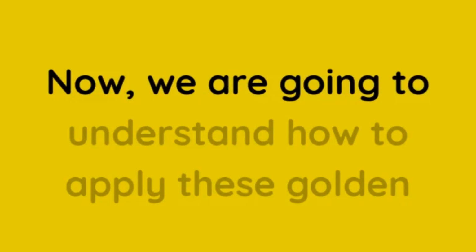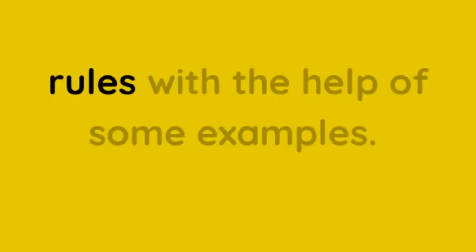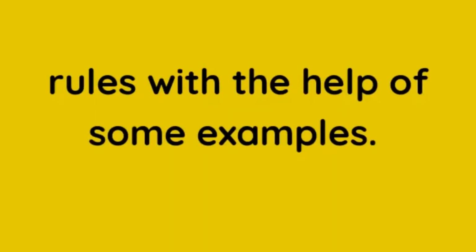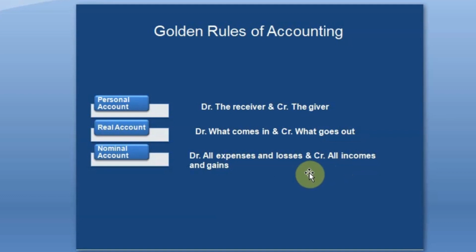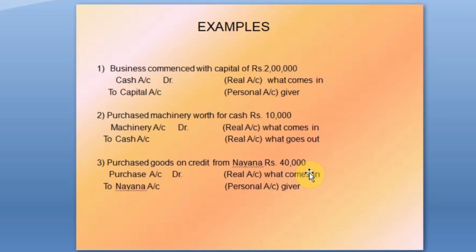Now we are going to understand how to apply these golden rules with the help of some examples. So the first example is business commenced with capital of rupees 2 lakh. Here cash is coming into the business and the proprietor is giving the capital. So the accounting entry will be cash account debit to capital account.